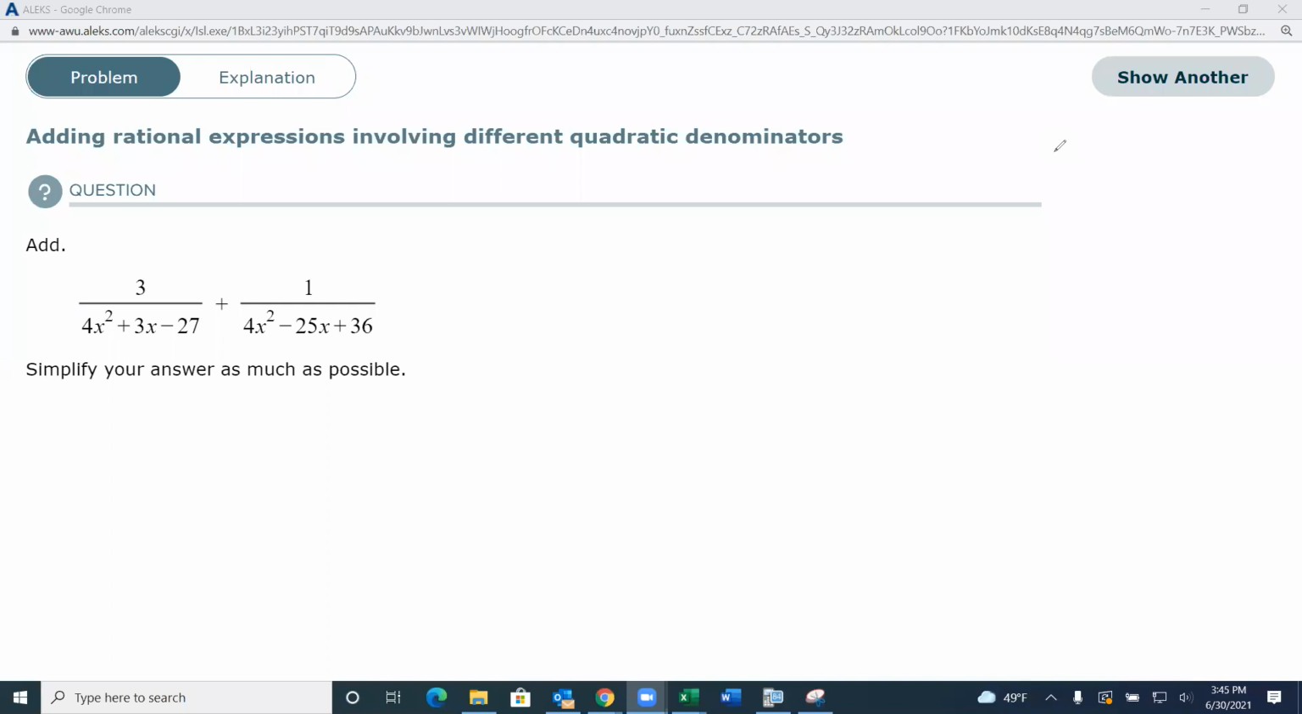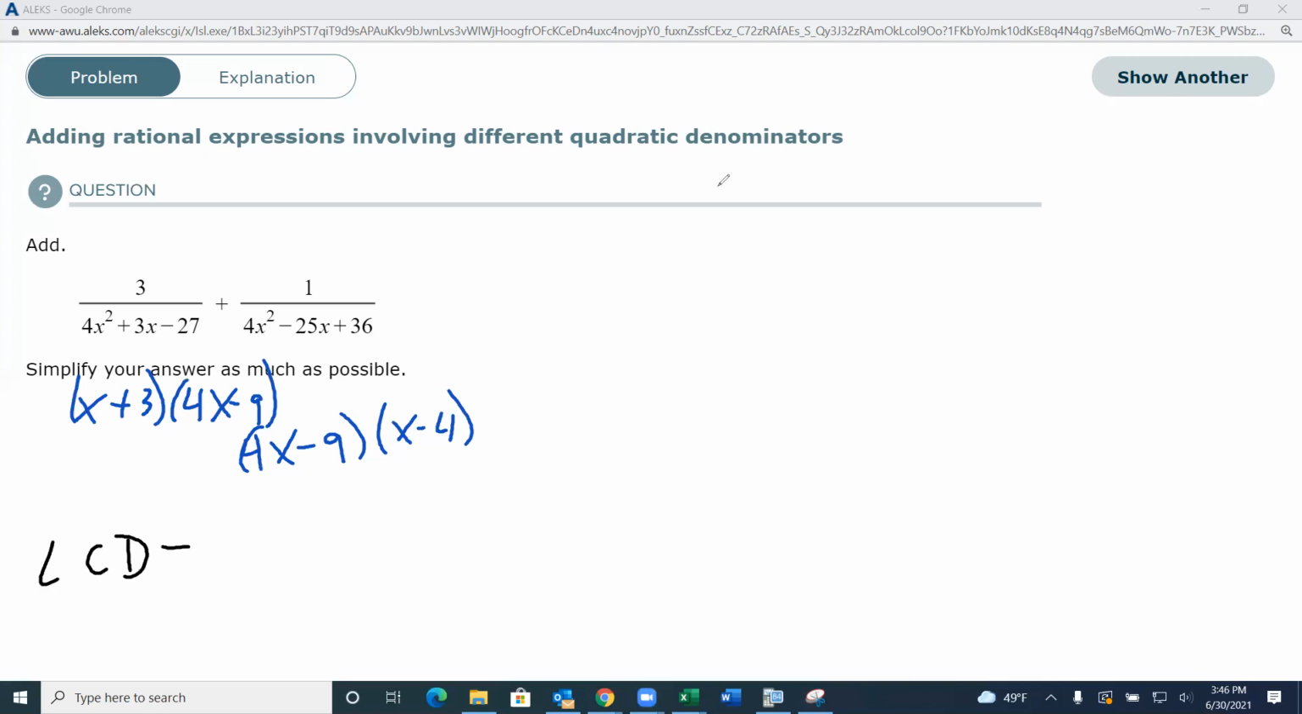Okay, so the first denominator factors down to x plus 3 times 4x minus 9. Now, I've done these a bazillion times, so pretty much every time, they're going to have one common factor. Okay, the second one is going to be 4x minus 9 times x minus 4. Okay, so now we can build an LCD. Worthy of Mordor.